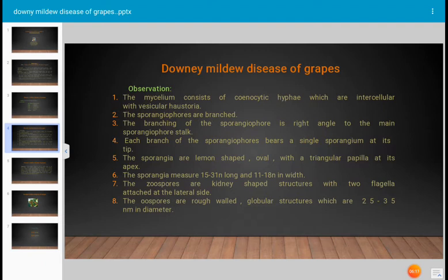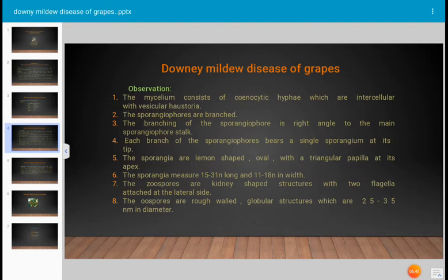The sporangiophores resemble grape bunches. They look like a grape bunch. It is a branched sporangiophore. This is a characteristic feature of Plasmopara viticola. The branching of the sporangiophore is at right angles to the main sporangiophore stalk. Each branch of the sporangiophore bears a single sporangium at its tip.